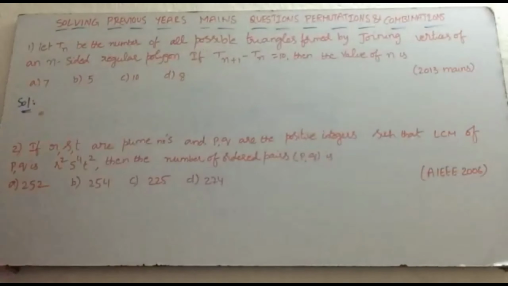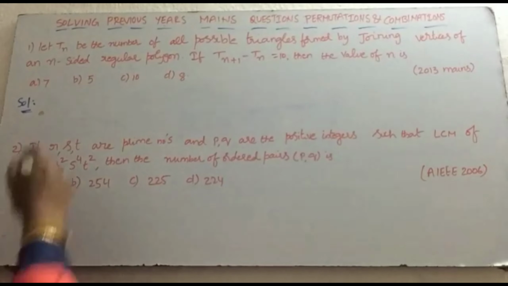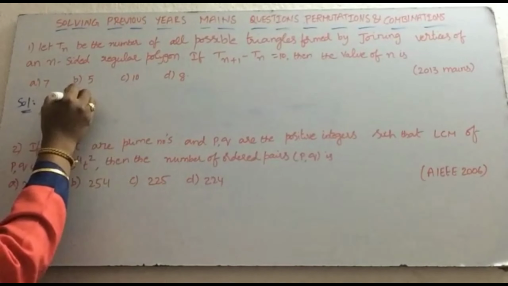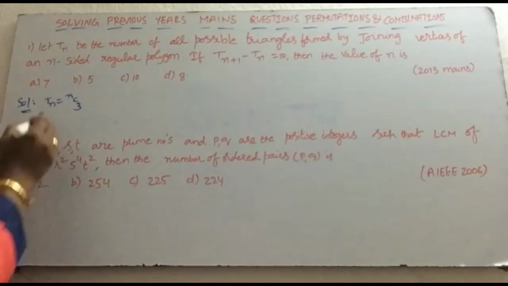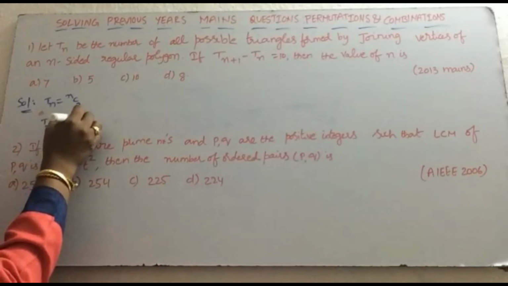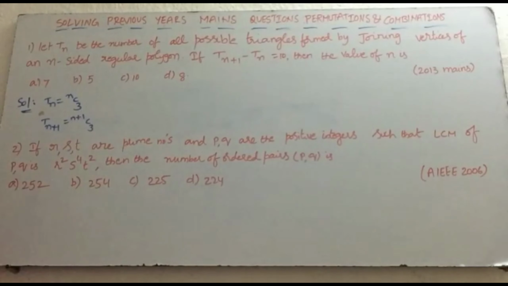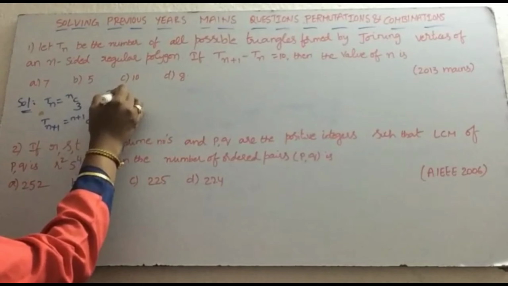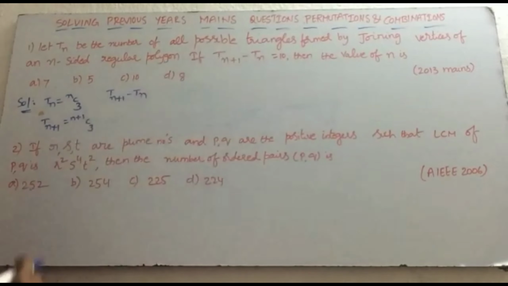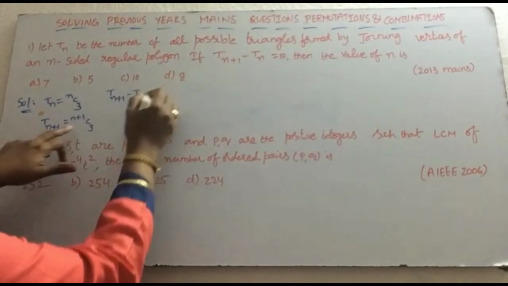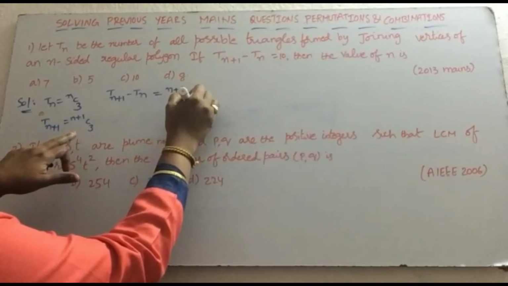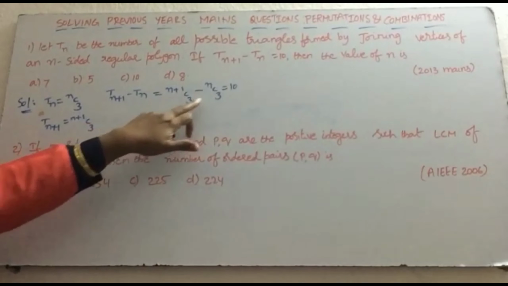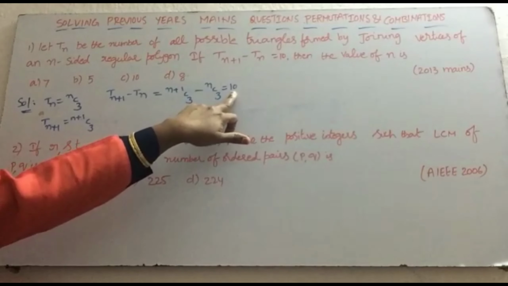So they gave the triangle. So I will take Tn is equal to nC3. Then Tn plus 1 is equal to n plus 1 C3. Now Tn plus 1 minus Tn is equal to 10, they give. That means n plus 1 C3 minus nC3 is equal to 10.